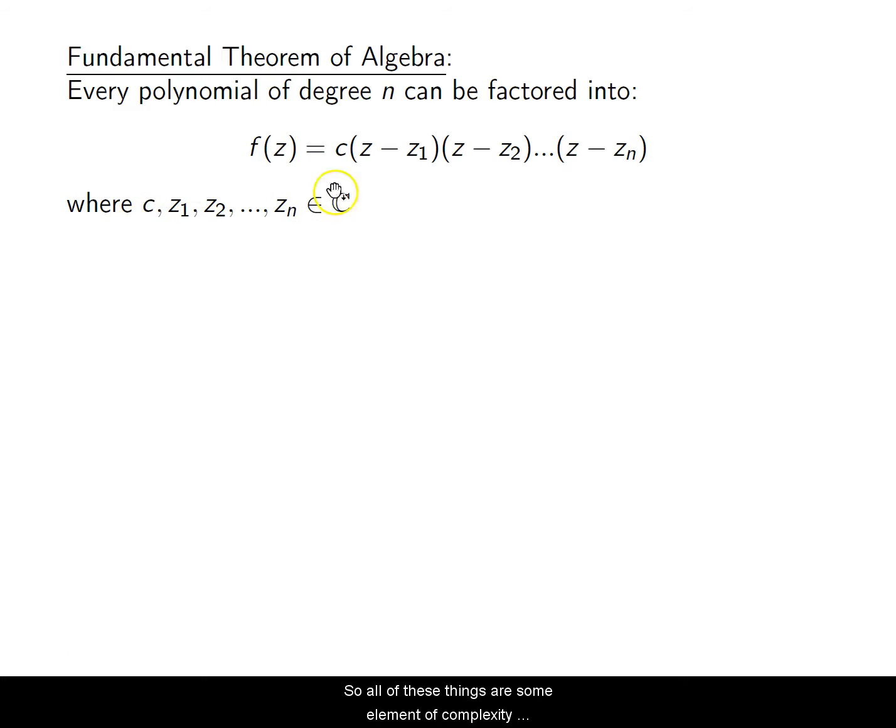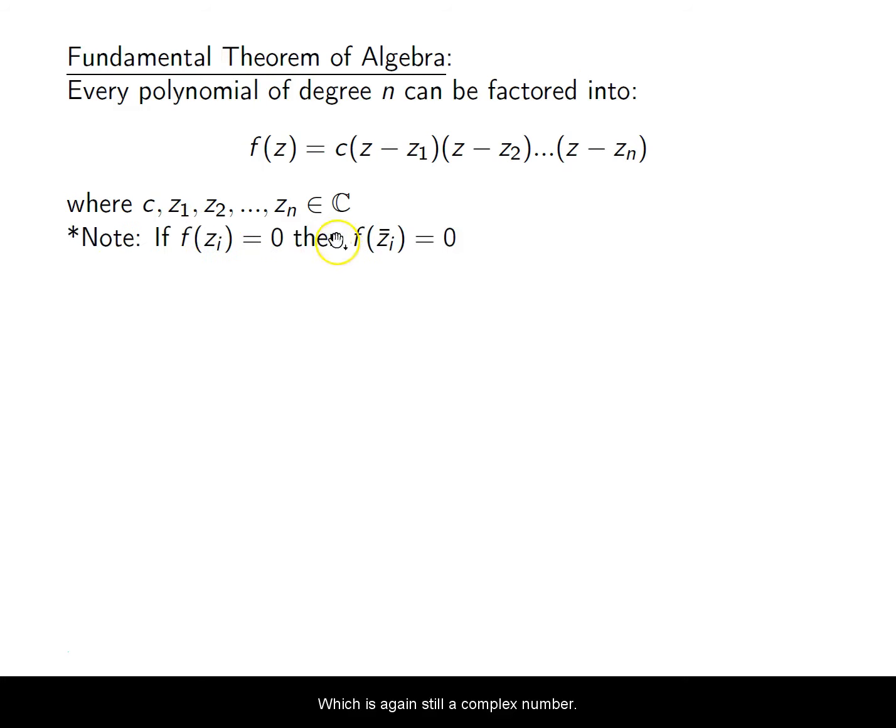So all of these things are some element of complex. They don't necessarily have to be like 1 plus 3i. They can be just 1, which is again still a complex number, right? So if any of these things are a 0 to my polynomial, then its complex conjugate is also 0.